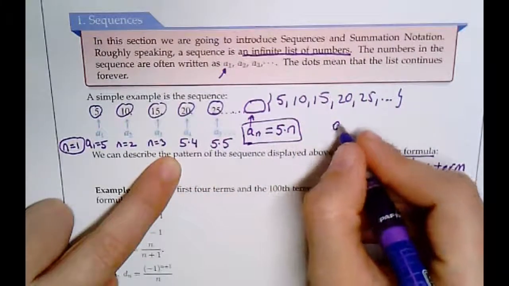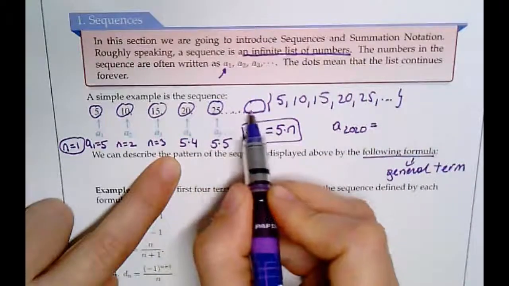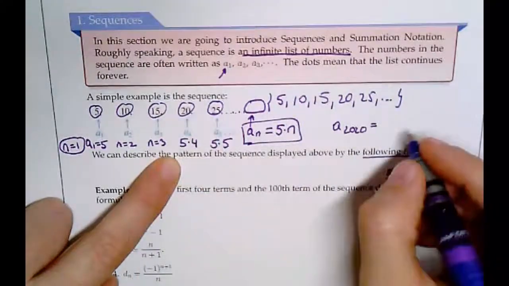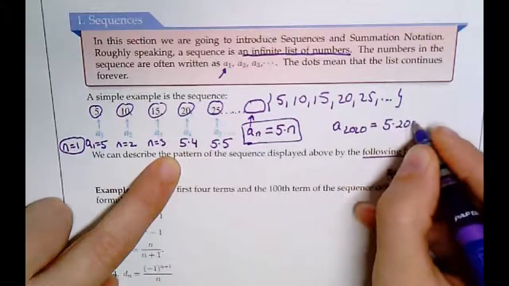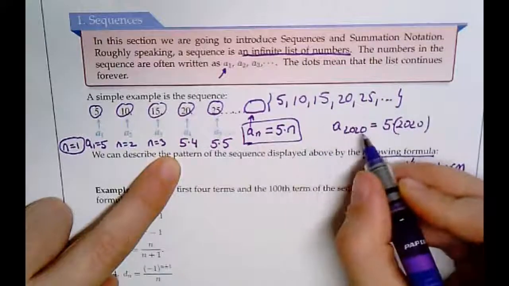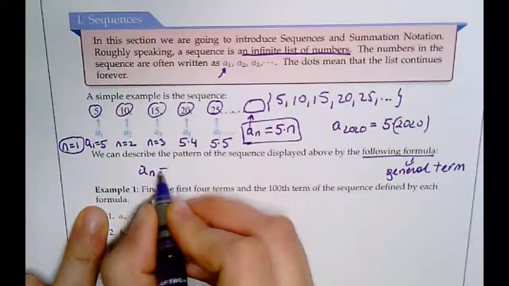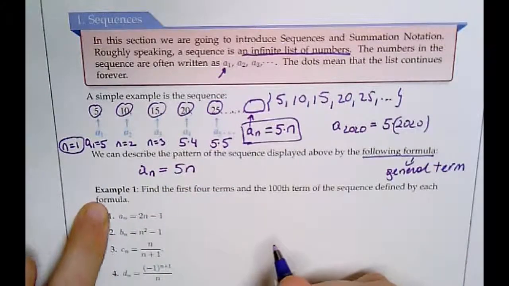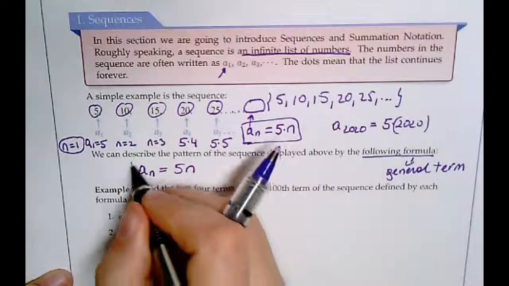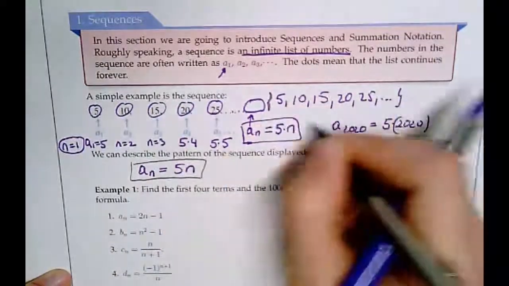So if I wanted A2020, there's a term right here that corresponds to 2020 because this sequence goes on to infinity, I would say that it's going to be 5 times 2020. So I can get the value of this term because I know the formula for the general term. The general term formula is an equals 5n. So we can describe a sequence by saying the formula for the general term or by listing the terms.